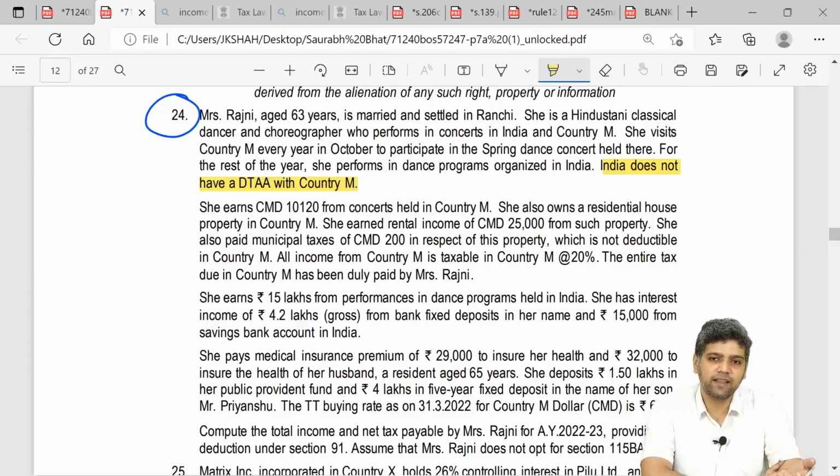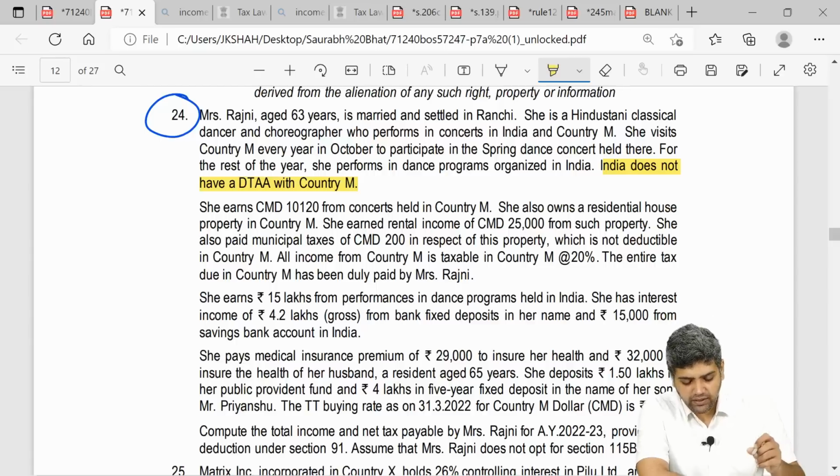If you remember, 4 steps are there. Step number 1 is you compute total income of the assessee including foreign income. Step number 2 is you calculate the tax liability on such total income of step 1. Step 3, you calculate the average tax rate, that is step 2 divided by step 1 multiplied by 100. And last step is you take the average rate of tax or the tax rate of foreign country, whichever is lower, multiplied by the double taxed income. So in this question, they have told us that Mrs. Rajni is married and settled in Ranchi. She is a Hindustani classical dancer and choreographer who performs concerts in India and country M.